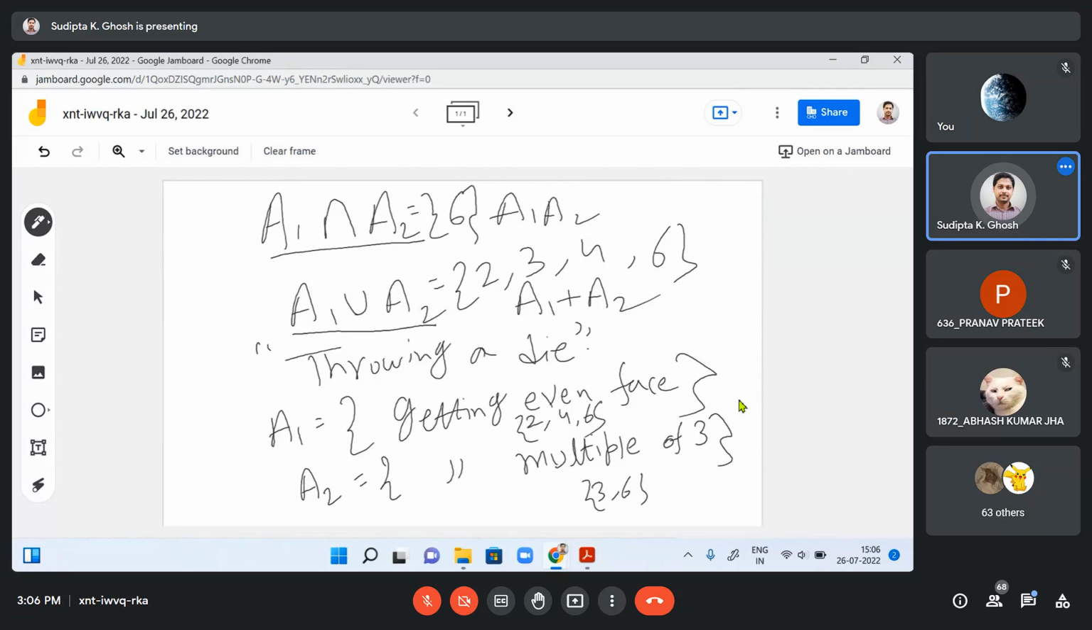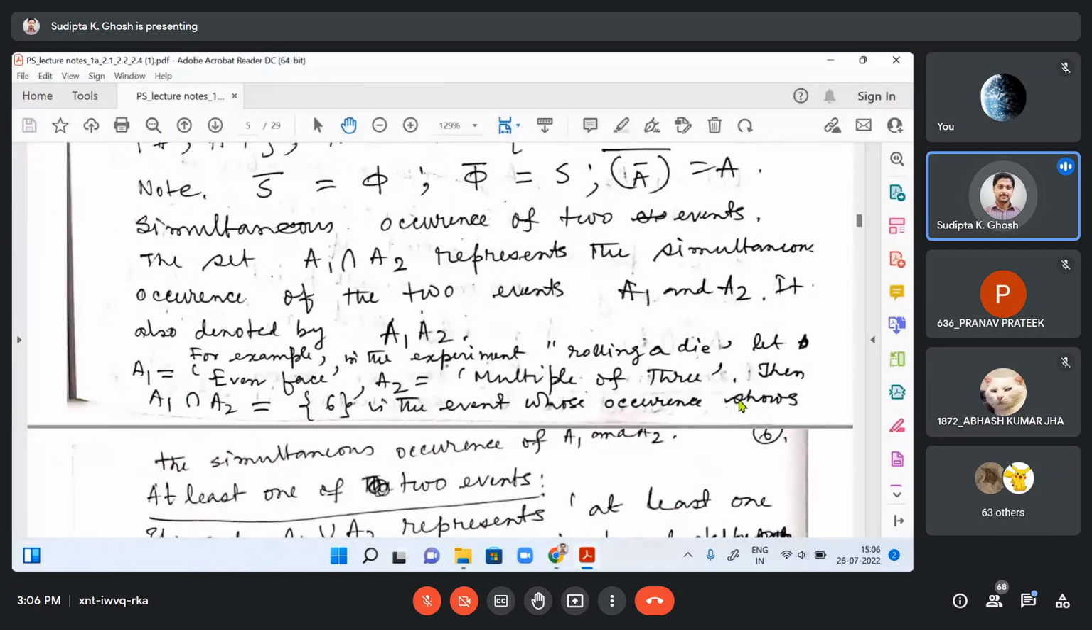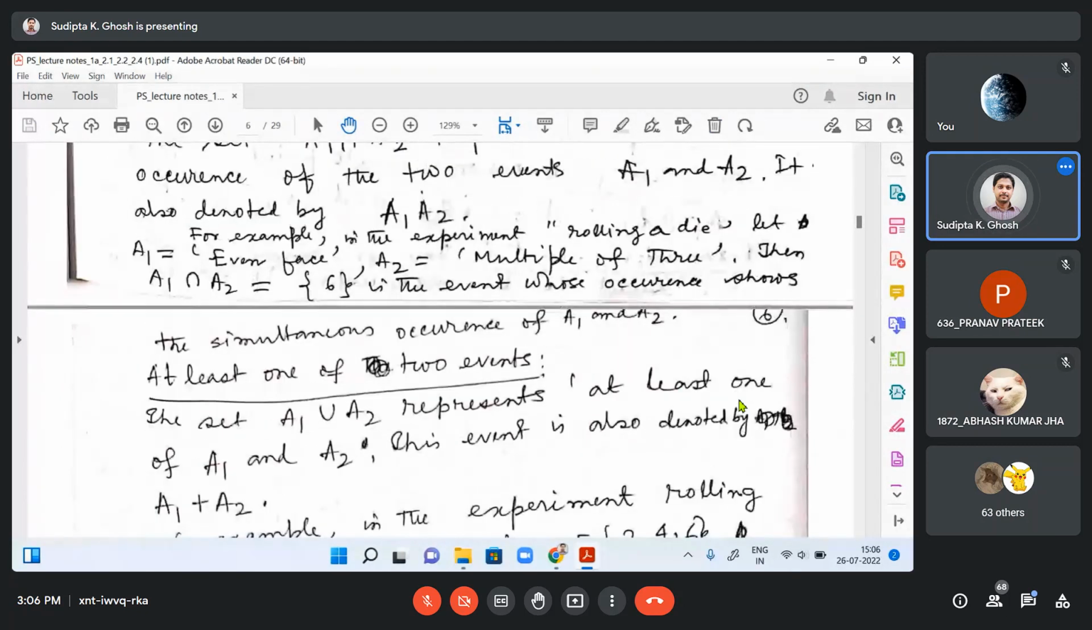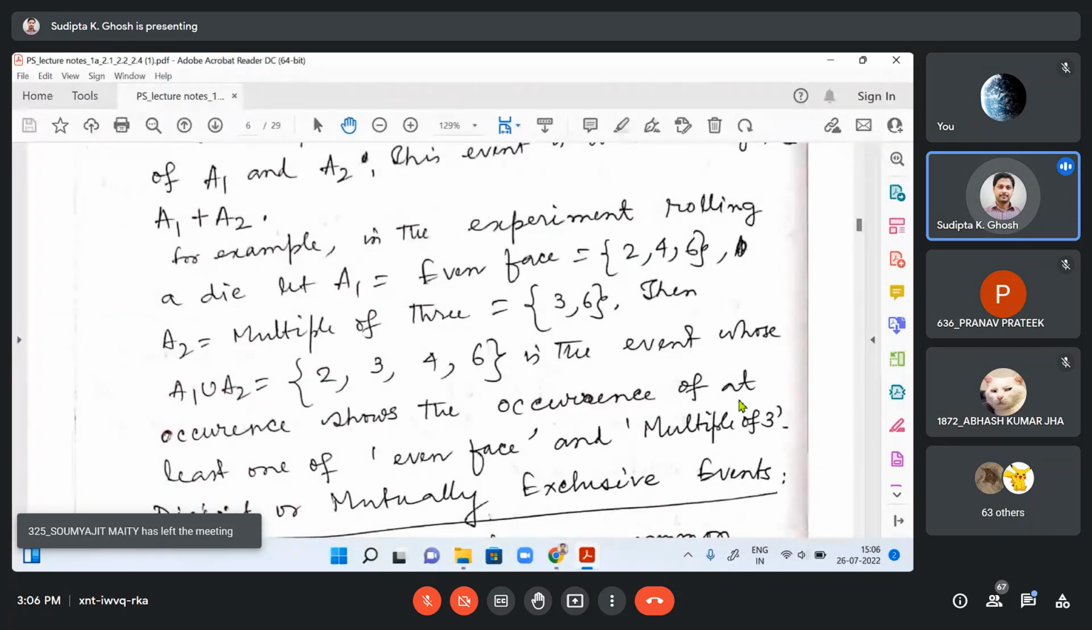And I mentioned that whenever I am writing A1 intersection A2, I can denote it by A1 A2. Whenever I am writing A1 union A2, I can write it as A1 plus A2. That thing you have to remember. A1 union A2 means at least one of the events occurs, and we can write it as A1 plus A2.